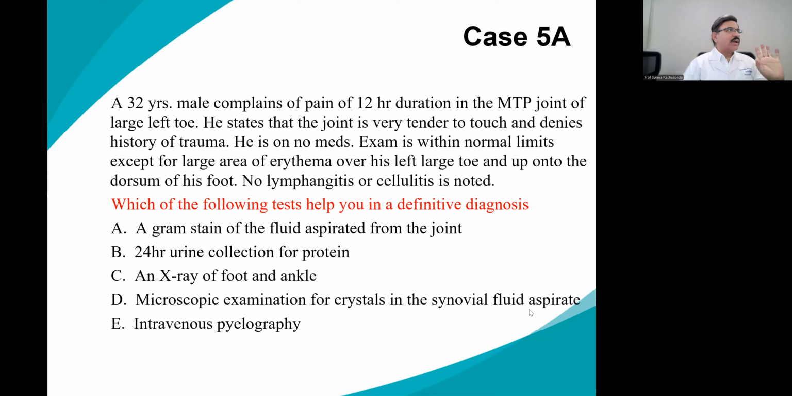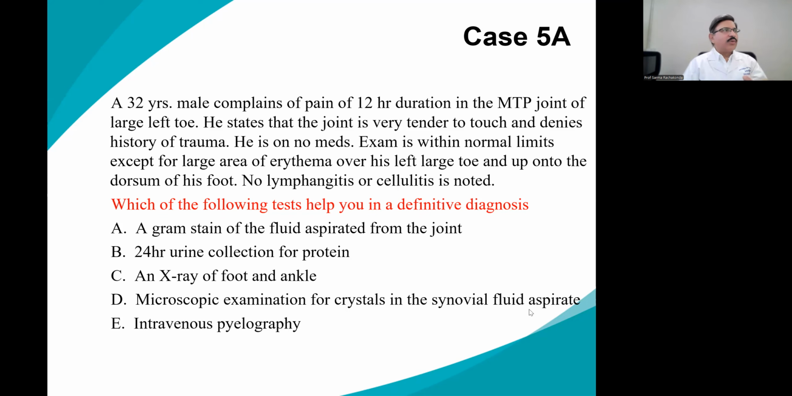Which of the following tests will help you for a definitive diagnosis? Gram stain of the fluid aspirated from the joint, 24-hour urine protein, X-ray of the foot and ankle, microscopic examination for crystals in the synovial fluid, intravenous pyelogram. Why intravenous pyelography for this fellow? Not at all required. Ruled out. Okay, 24-hour urine collection for uric acid, if you do, that's a different story. That's for the treatment plan, for chronic gout, not acute gout. So that also is ruled out.